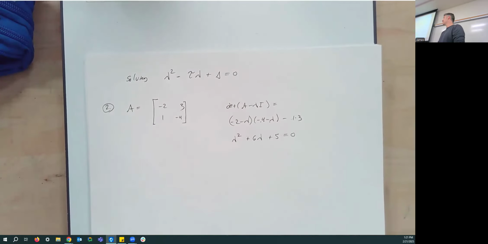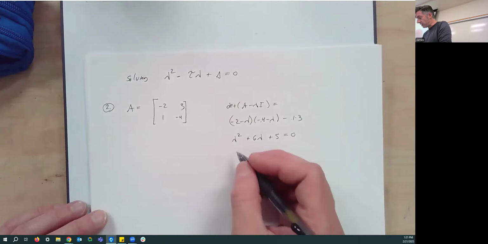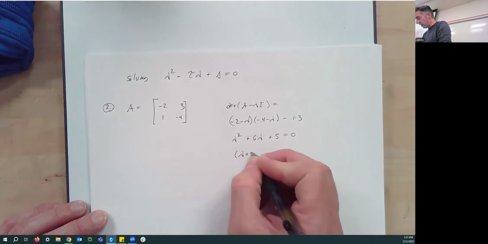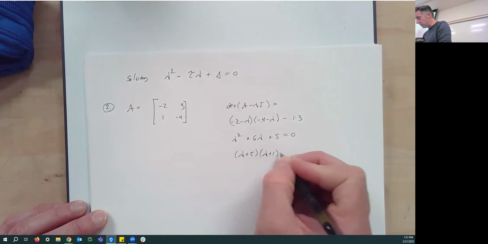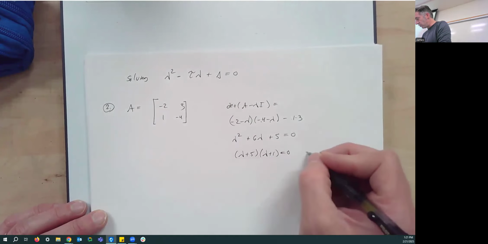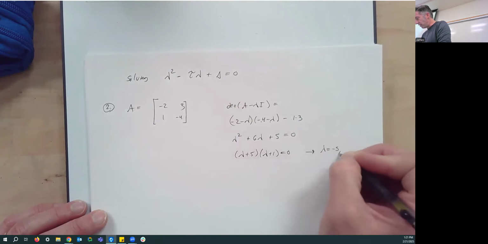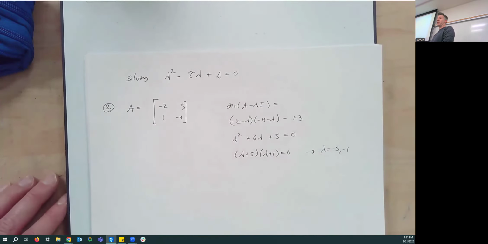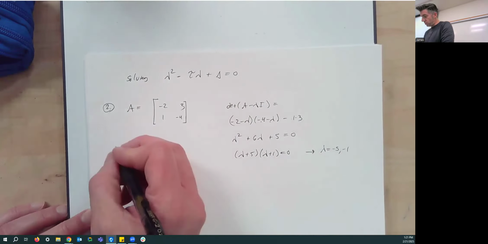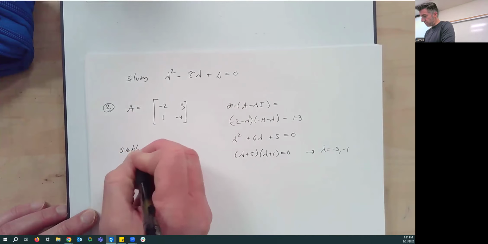The nice thing about doing it this way is sometimes things will factor and you don't have to use the quadratic formula. So here, this does factor as (lambda plus 5) times (lambda plus 1). So we get lambda equal to -5 and -1. And we know if they're both negative, we have a stable node. So we know we have a stable node.